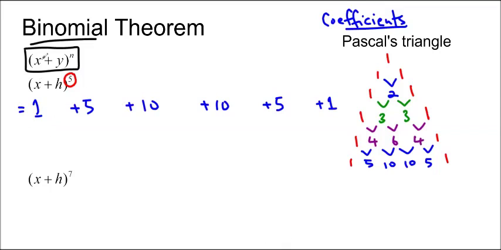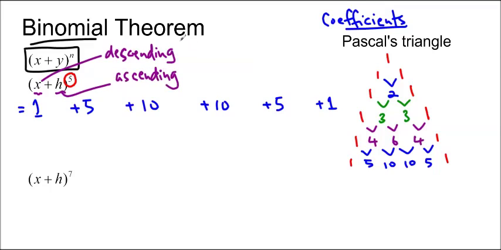And then I'm going to use these to multiply by my variables. So basically the first variable is going to go in descending order. Descending. And then the second variable is going to go in ascending order. So it starts with 5 and it goes down to 0. So in this case we're going to get x to the 5, x to the 4, x to the 3, x to the 2, x to the 1, and then x to the 0.